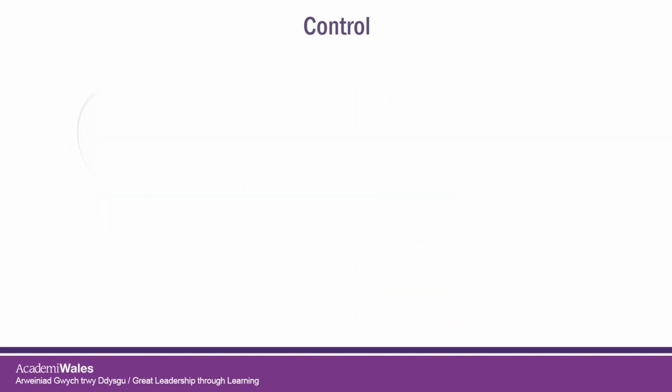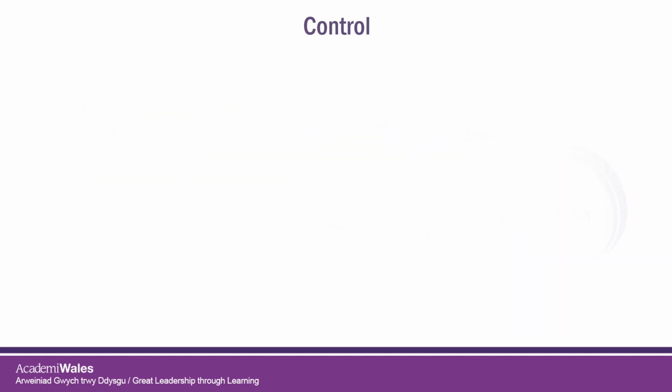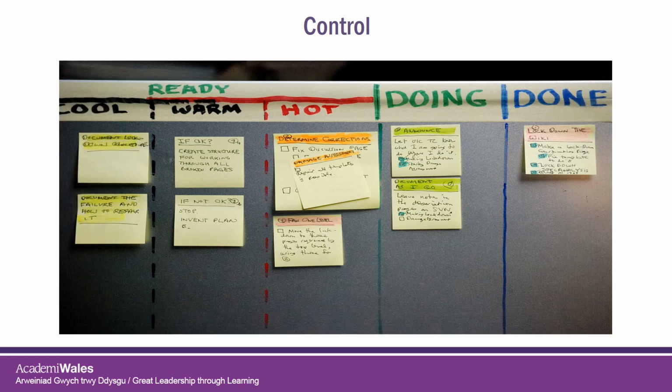5S is a method of standardizing the work environment so that exceptions become easily visible. This means they can be controlled before they lead to problems. The best way to achieve this is visual management. They say a picture paints 1,000 words, but it's a lot quicker.